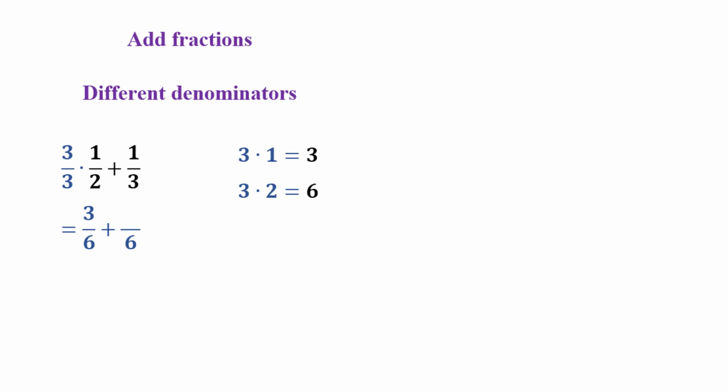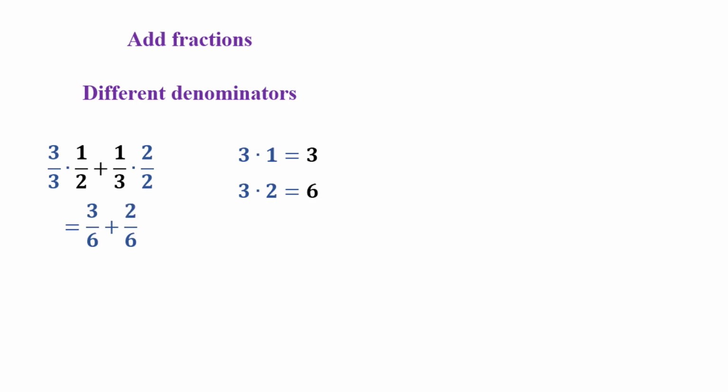In the fraction third, 3 to reach to 6, we multiply it with 2. So we multiply the numerator and the denominator with the same number 2. 1 times 2 is 2 and 2 times 3 is 6. So third becomes 2 sixths.